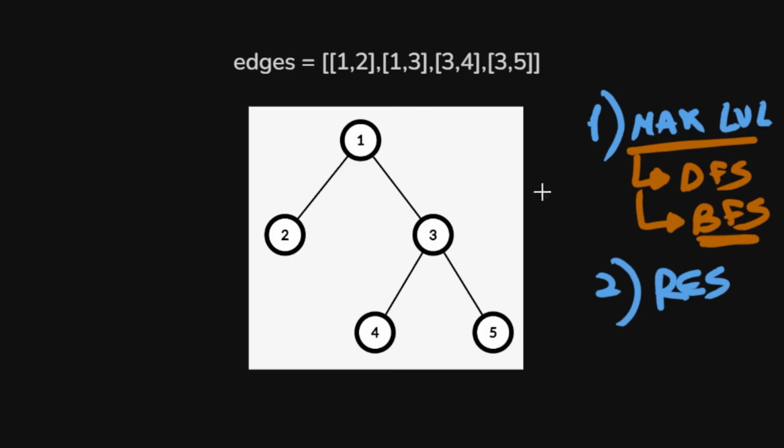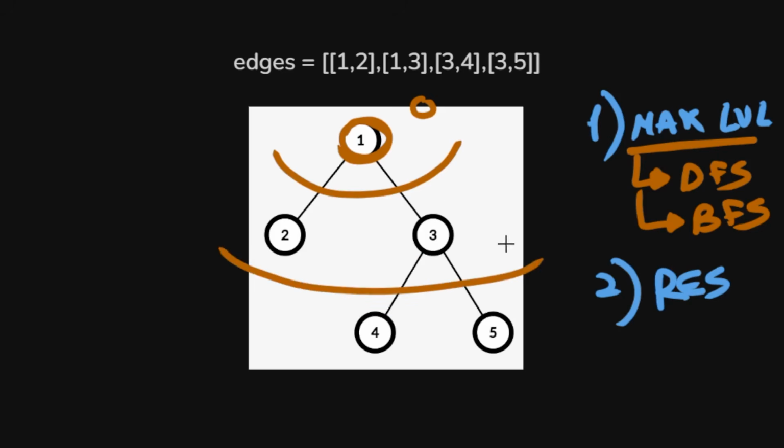Remember that in BFS, we start from the source and we iterate nodes level by level in circles. So first, this is level 0. Adjacent nodes here are 2 and 3, so these belong to level 1. Next, adjacent nodes are 4 and 5, these belong to level 2. So the maximum level is 2.